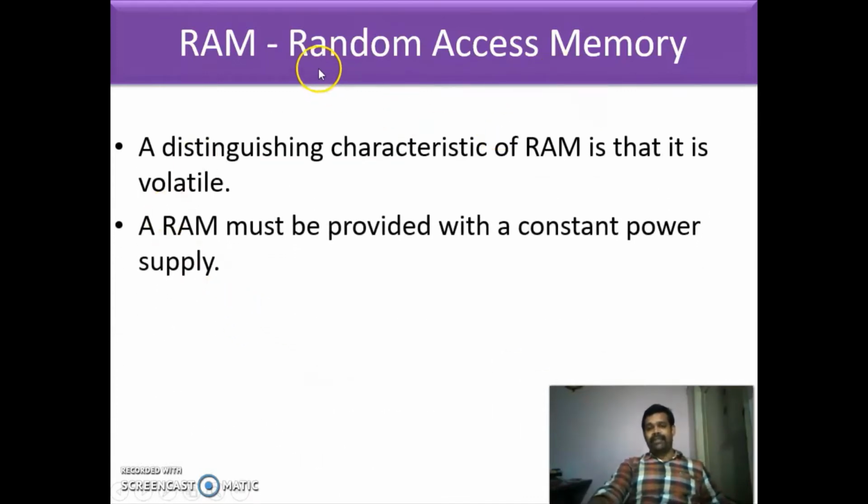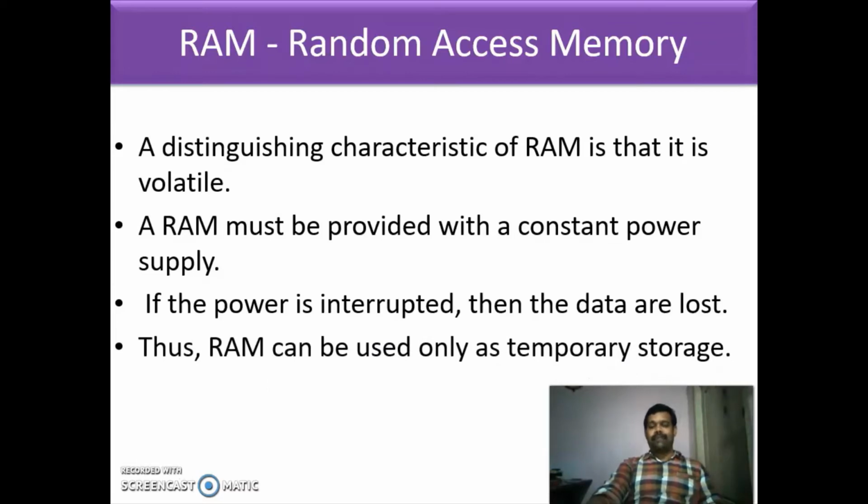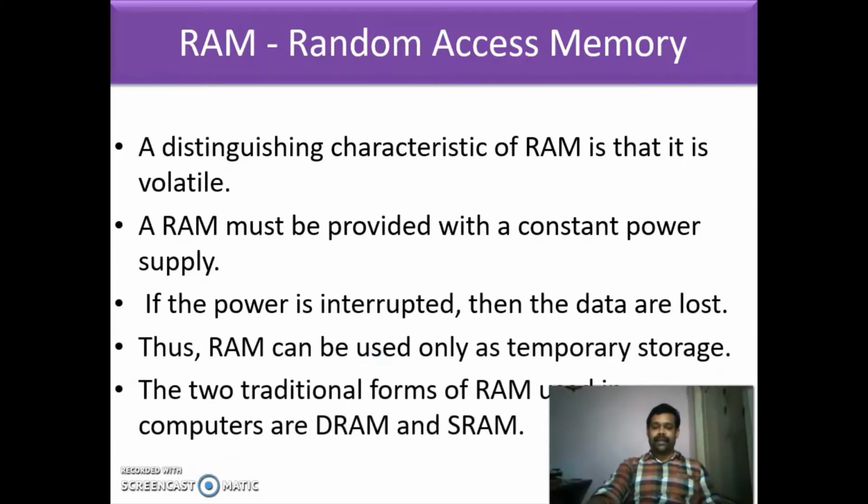Now, the main feature of RAM is that it is volatile. Volatile means when a power failure occurs, data will not be stored in this RAM. So RAM must be provided with a constant power supply. If power is interrupted, the data gets lost. Thus RAM can be used only as temporary storage. The two traditional forms of RAM used in computers are DRAM and SRAM. DRAM is dynamic RAM and SRAM is static RAM.